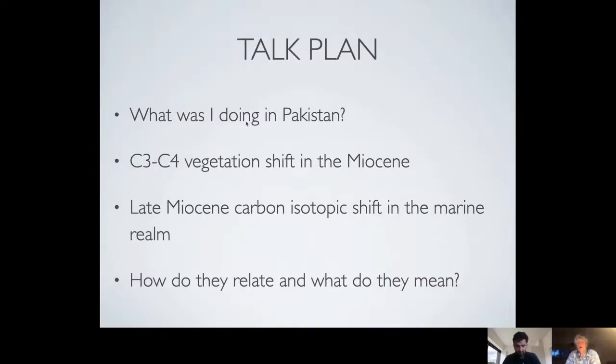So what I'm going to talk about is, first of all, how I came to go to Pakistan in 1977 as an undergraduate, and then about the C3, C4 vegetation shift in the Miocene, and how that relates to a late Miocene carbon isotopic shift in the marine realm. How do they relate, and what do they mean, as far as we can tell?